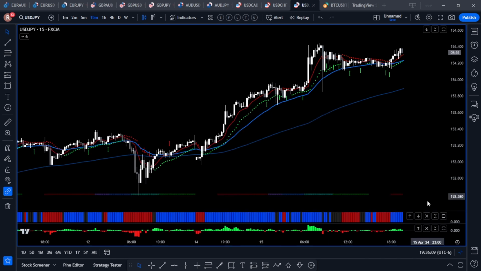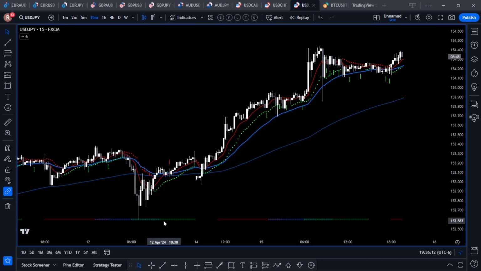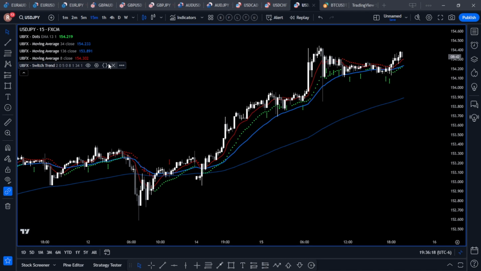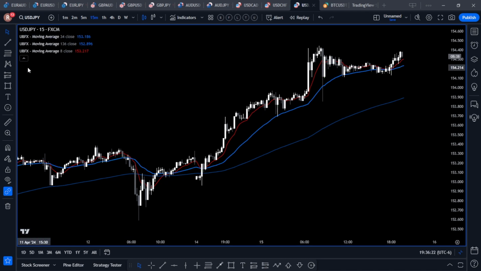So let's reduce some of this. This down here is simply a market hours indicator. We don't need that one either, so let's just get rid of that. Let's get rid of this switch trend, and we'll get rid of the dots. Now, the dots are a nice filter. They give us nice signals, but we don't really need them. All right, so with this, we've got a system that is much simpler.